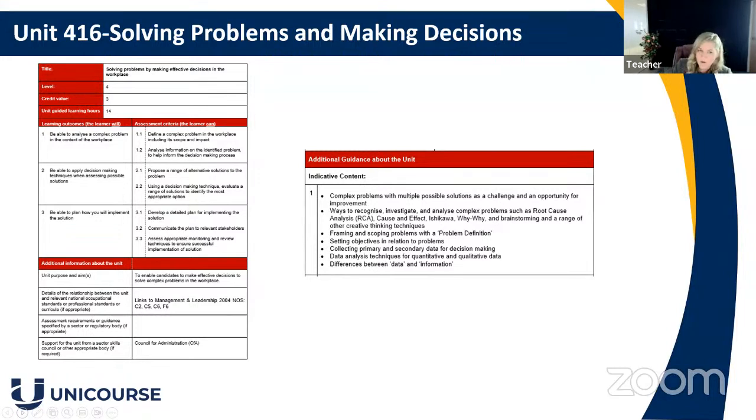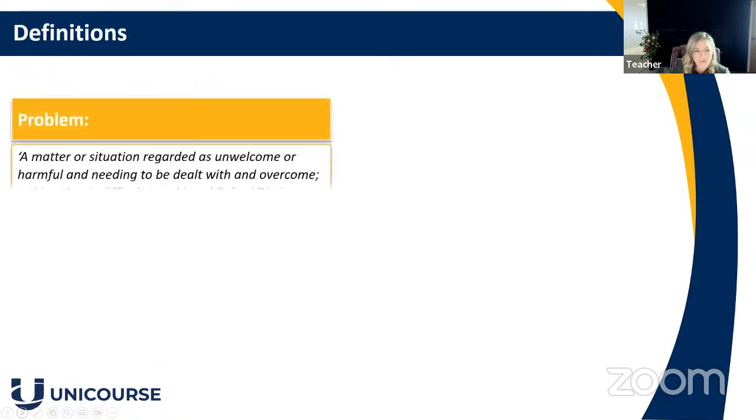But we're going to be looking more about decision-making techniques, ways in which decisions can be made to make sure that they are informed decisions, and ways that complex problems can be solved using different methods of decision making for different things, really. So we'll touch upon that.